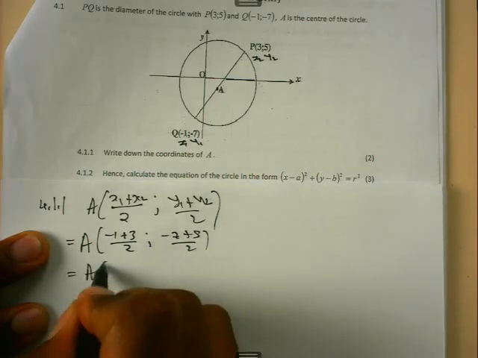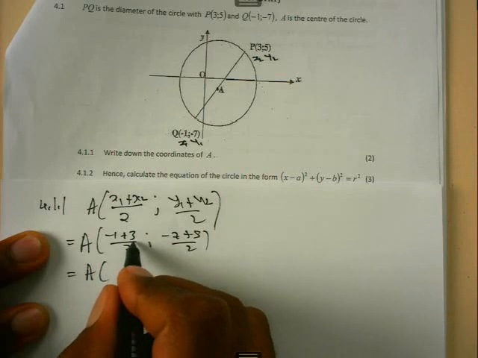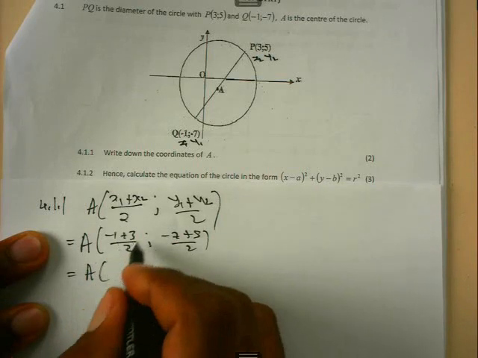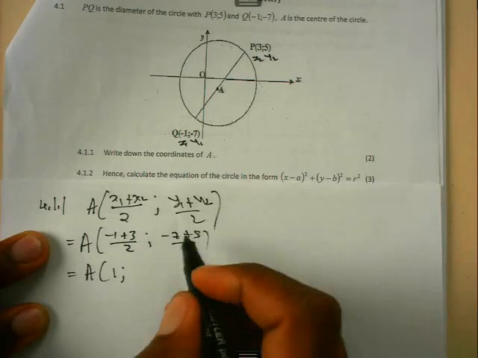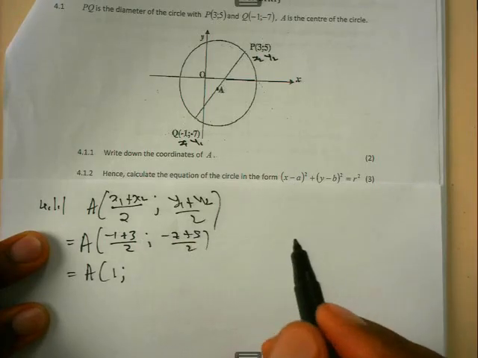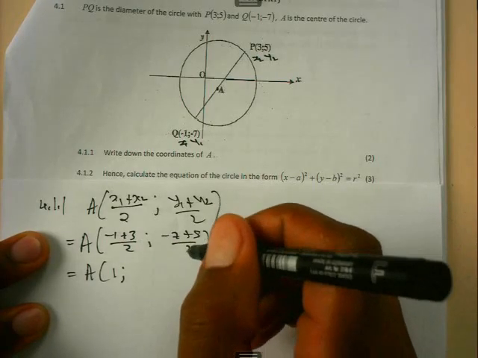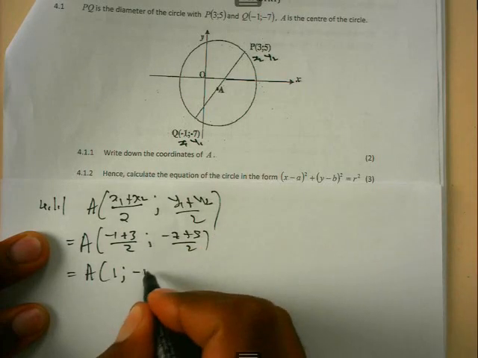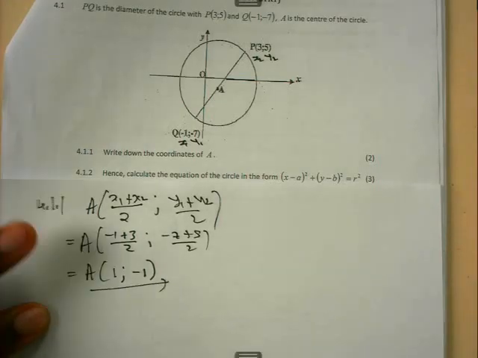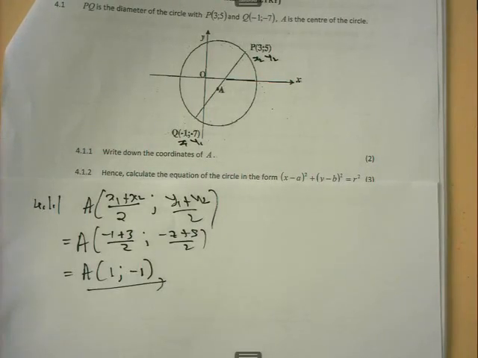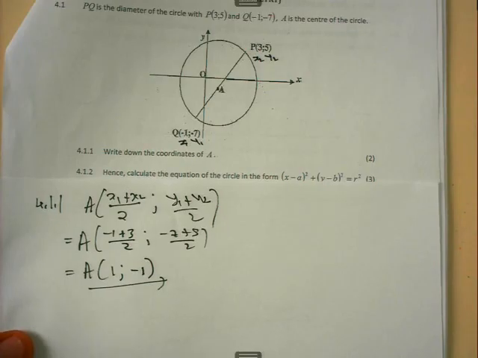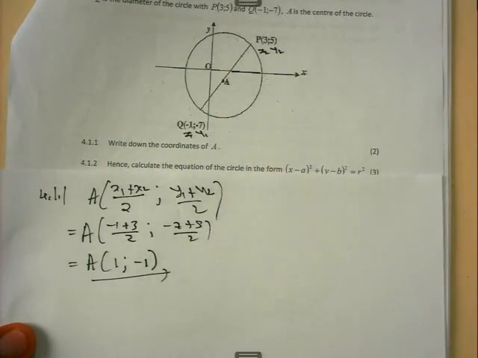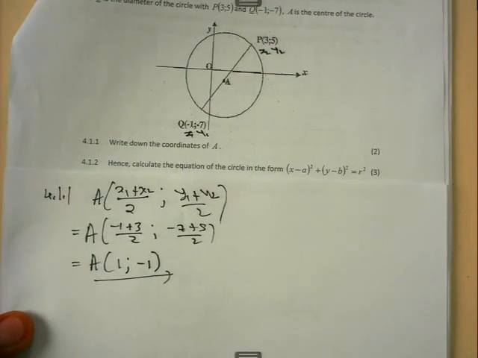From here, -1 plus 3 is 2, then 2 divided by 2 is 1. And also here, -7 plus 5 is -2, and -2 divided by 2 is -1. Therefore you can immediately see the coordinates of A are (1, -1). I believe that you have this question right.